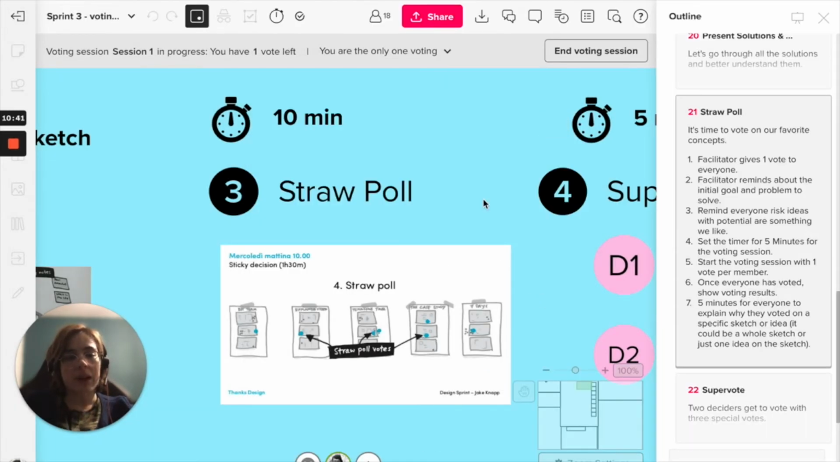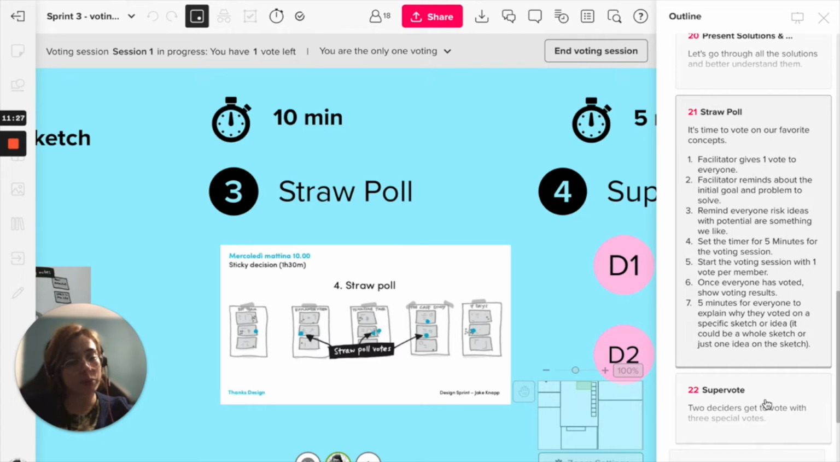Once everyone has voted, you get to explain during 5 minutes. Everyone gets to explain why they voted on a specific sketch or idea, and you can either vote on a complete sketch or on a specific idea of a sketch. The idea is that here we get to exchange and share our thoughts, and maybe that will lead us to understand better or have new questions on a specific idea or solution. So this activity should take you 10 minutes, 5 minutes for voting, and 5 minutes to explain why you voted that.